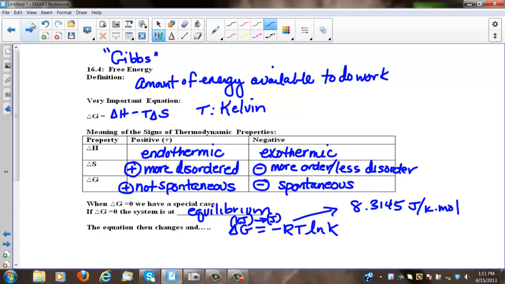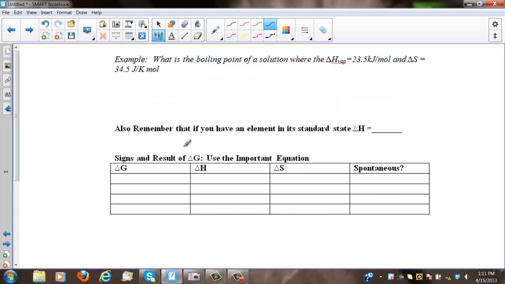Let's look at this next example. What is the boiling point of a solution where the heat of vaporization is 23.5 kilojoules per mole and delta S is 34.5 joules per Kelvin mole? Right away you should notice that you don't have an agreement of units.